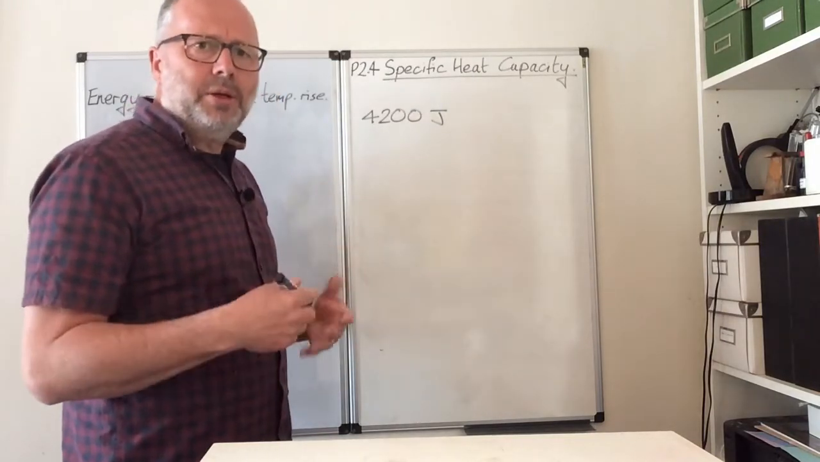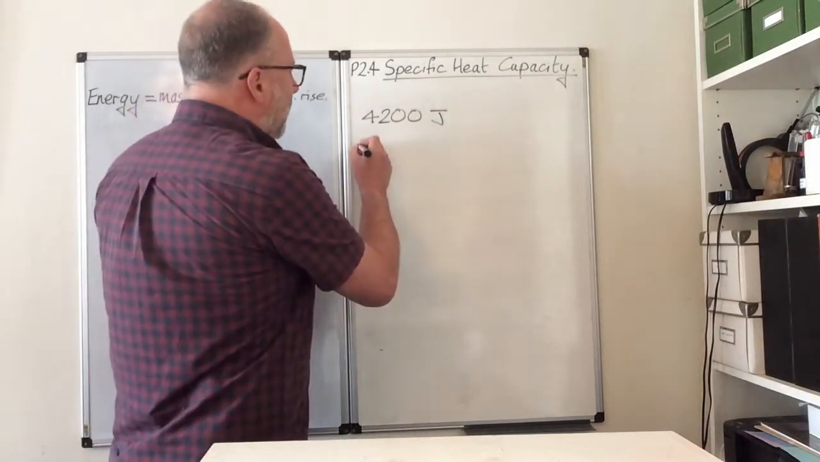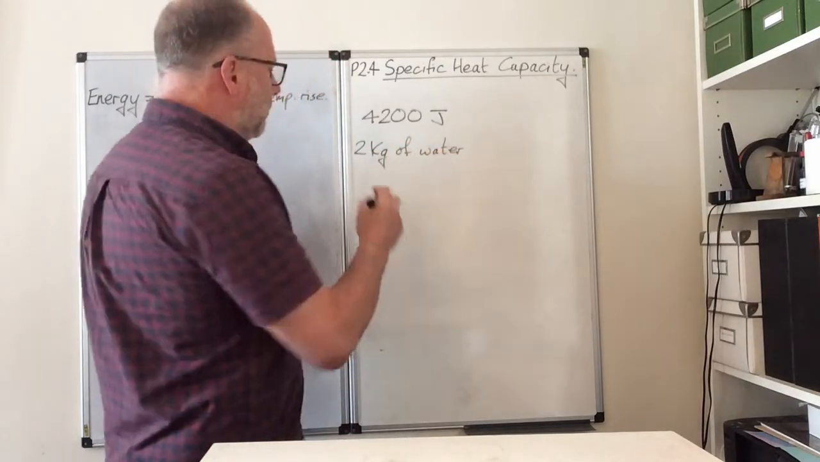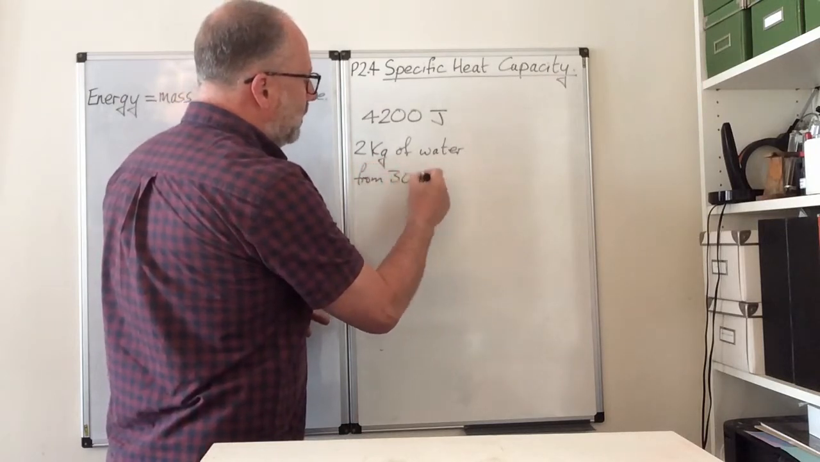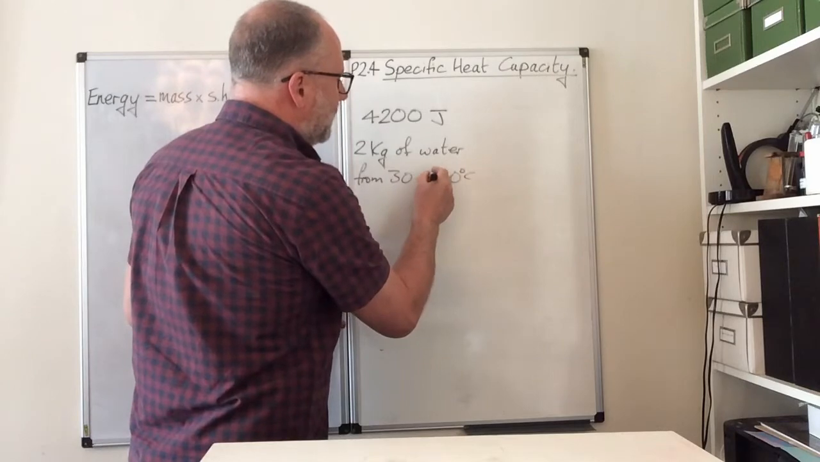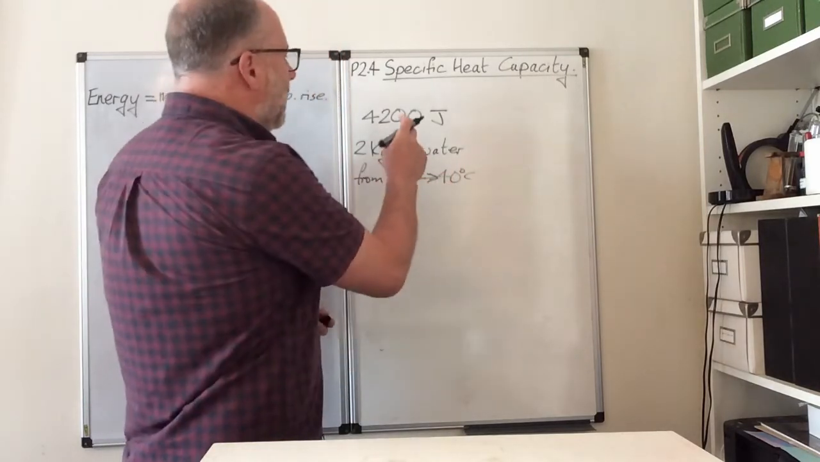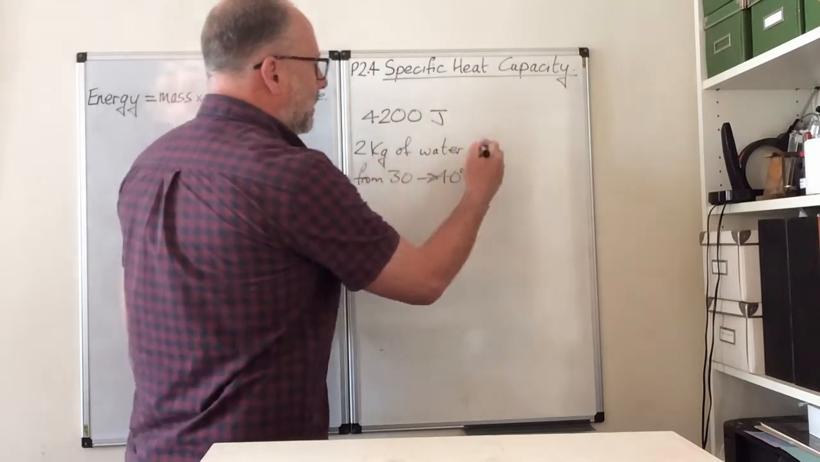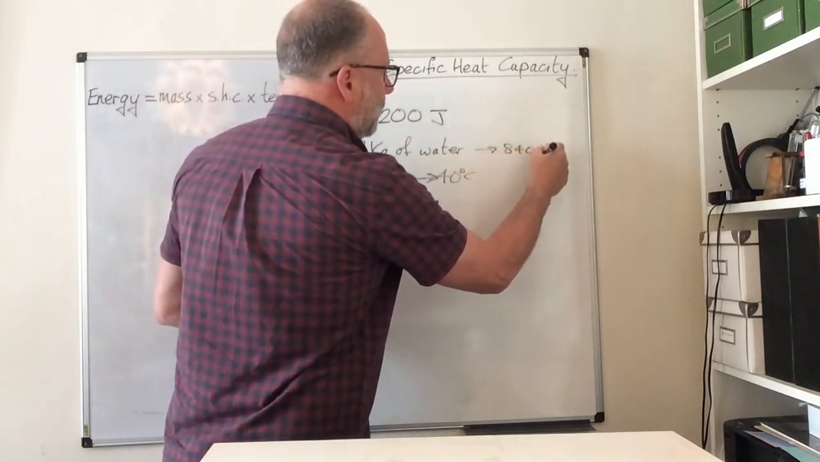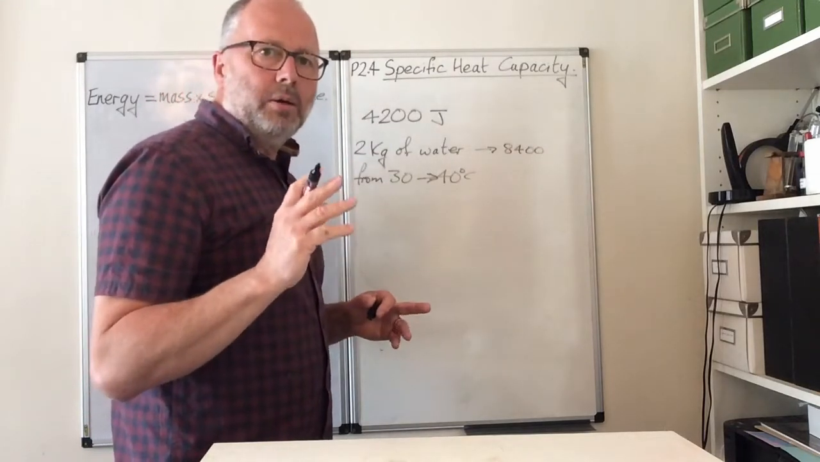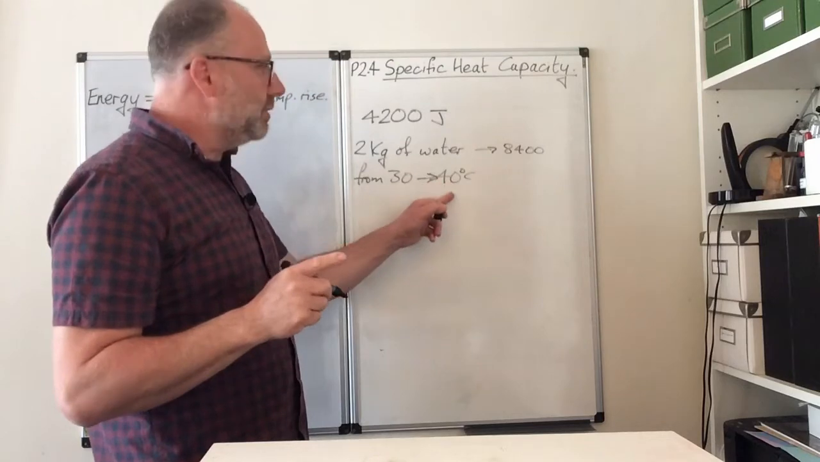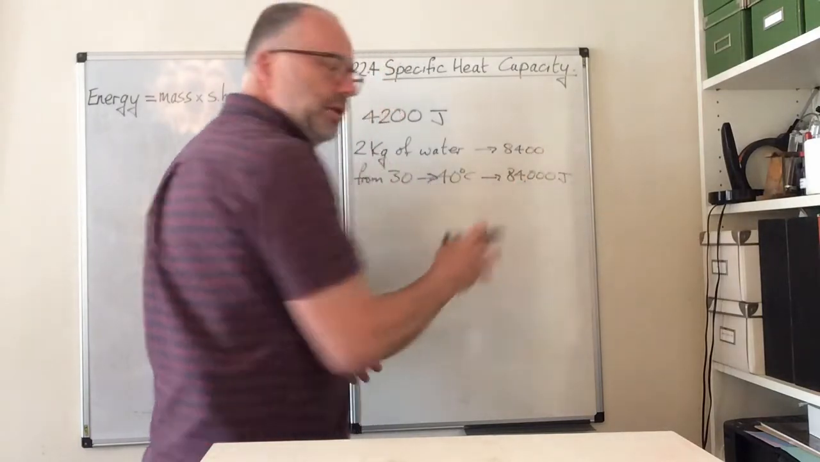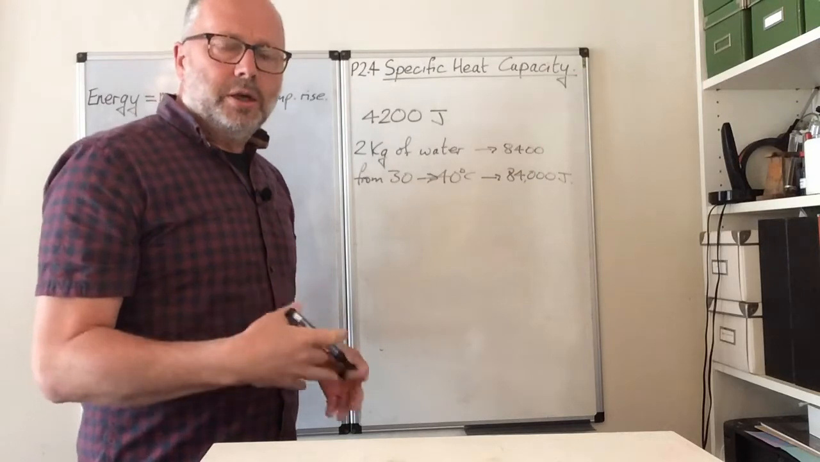So let's have a look at a typical question that might come up. If we have 2 kilograms of water, and you want to get that 2 kilograms of water from 30 to 40 degrees centigrade, that's a typical kind of question that you'd get. Now, you know 4,200 gets 1 kilogram 1 degree hotter. So to get 2 kilograms 1 degree hotter, that would be 8,400. But you don't want to get it 1 degree hotter, you want to get it 10 degrees hotter. It's gone from 30 to 40. So that would be 10 lots of that. Okay, and that's using common sense, it's not using equations. It's always good to start from a common sense point of view.